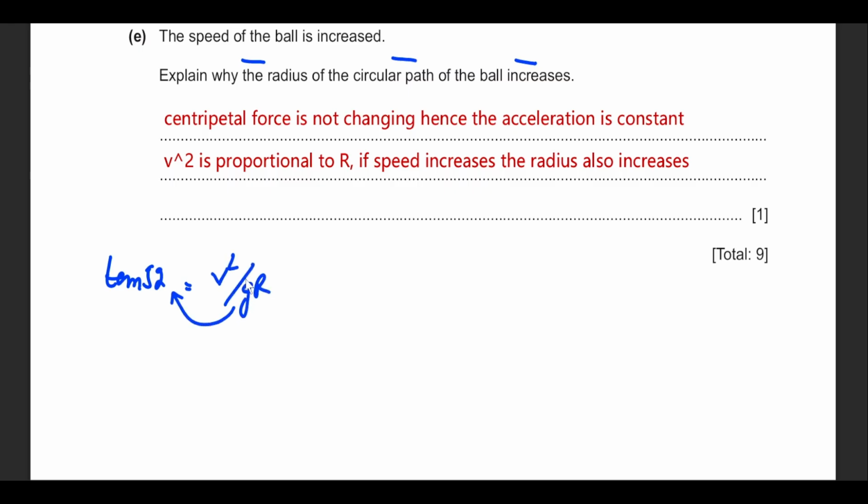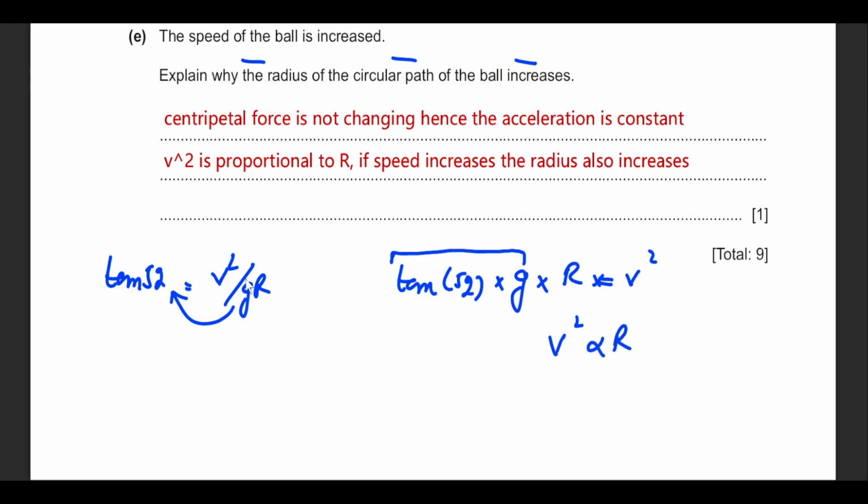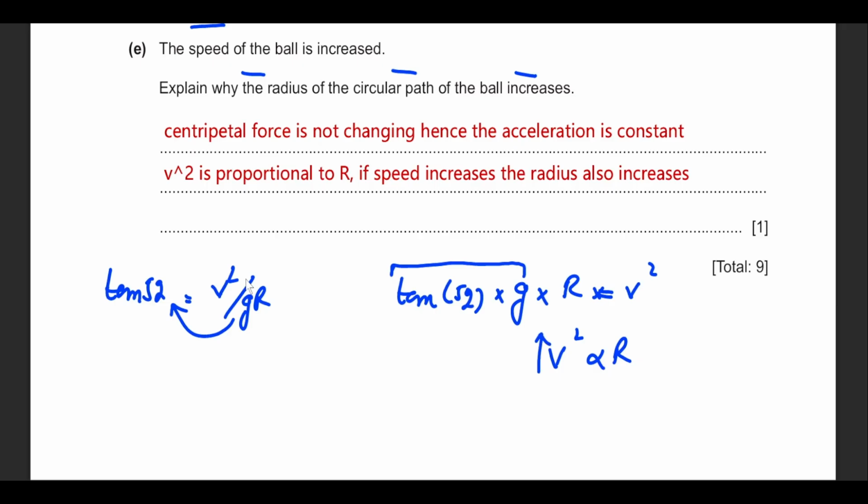You take everything on the other side, the equation looks like this. So tan of 52 multiplied by g multiplied by radius is equal to v squared. Now these factors are constants, so the equation comes out as v squared being proportional to r. So if you increase the speed of the ball, the radius of the orbit also increases.